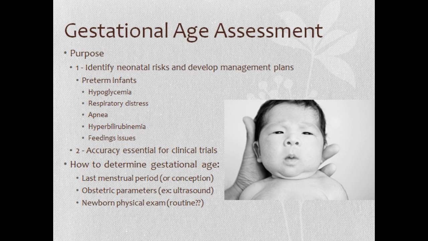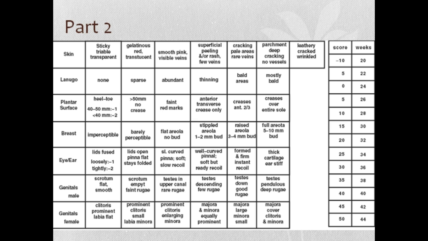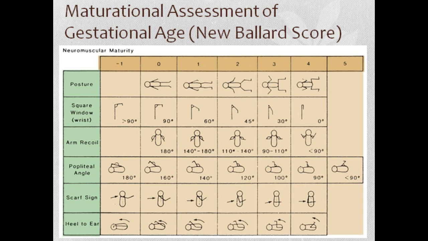And then lastly, doing a newborn physical exam would be another way to determine gestational age. I already alluded to this, but it's not typically done routinely unless it is preterm, or unless, as you're just starting to do your newborn exam, it's looking quite a bit different than what you were expecting. So basically, we've got our Ballard score as part 1 and then part 2. I'm going to walk us through both, but I thought it better to put it on 2 slides so that you can see it better.